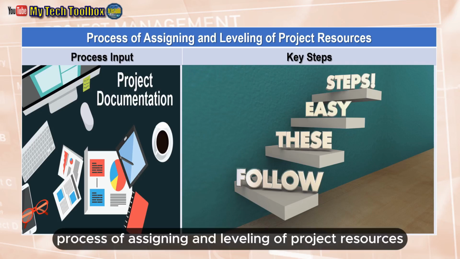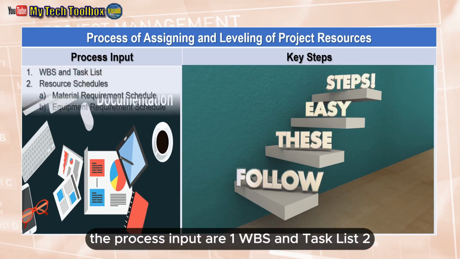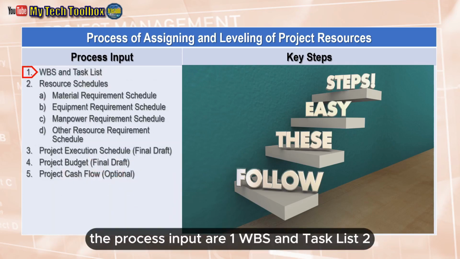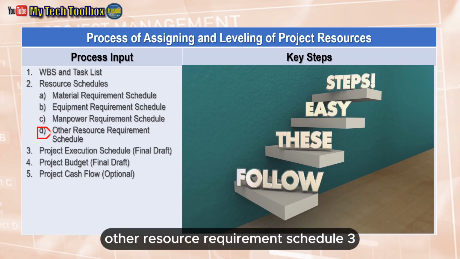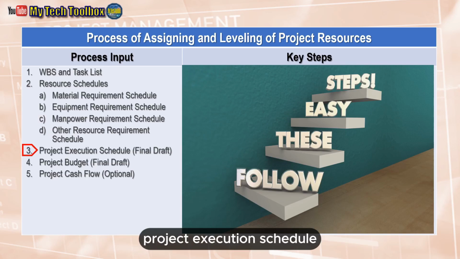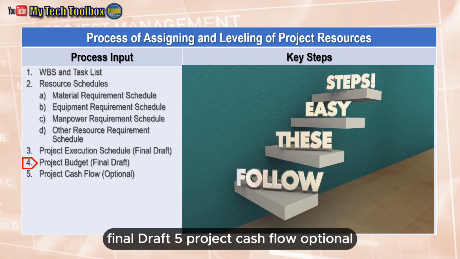Process of assigning and leveling of project resources. The process inputs are: 1. WBS and task list. 2. Resource schedules as follows: A. Material requirement schedule. B. Equipment requirement schedule. C. Manpower requirement schedule. D. Other resource requirement schedule. 3. Project execution schedule, final draft. 4. Project budget, final draft. 5. Project cash flow, optional.